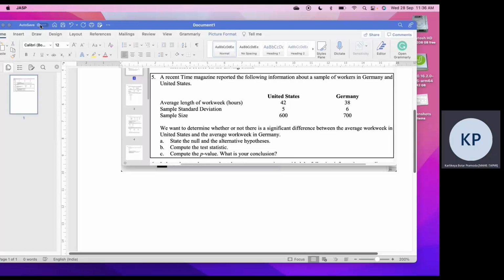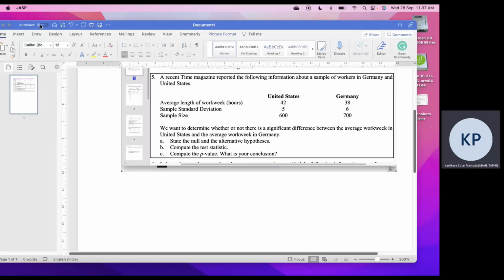The average length of work week and the sample standard deviation of the same is being given for United States and Germany. Then the data is 600 sample size for United States and 700 for Germany. Now we want to determine whether or not there is a significant difference between the average work week in United States and the average work week in Germany.